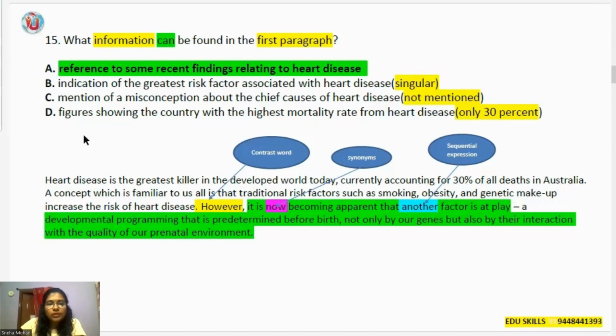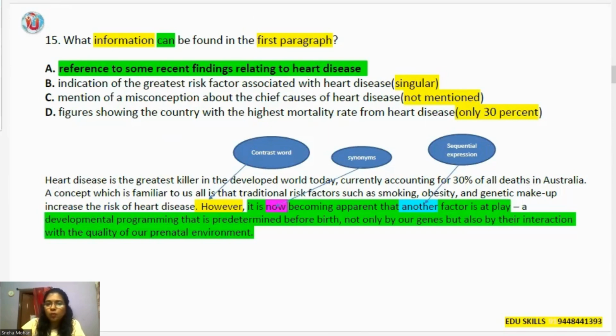Next, answer option C, mention of a misconception about the causes of heart disease. Is there anything mentioned related to the chief causes of heart disease? No, it is not mentioned. So we are eliminating answer option C. Next, figures. Again, here it's a plural. Figures showing the country with the highest mortality rate from heart disease. Out of 100%, it only shows 30% of all deaths, so the highest mortality rate has not been mentioned. This is not the information actually found in the first paragraph. So we are eliminating answer option D.